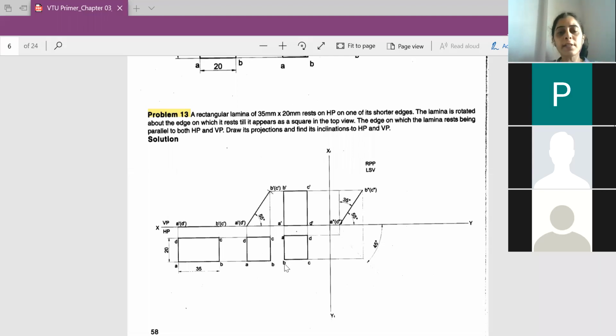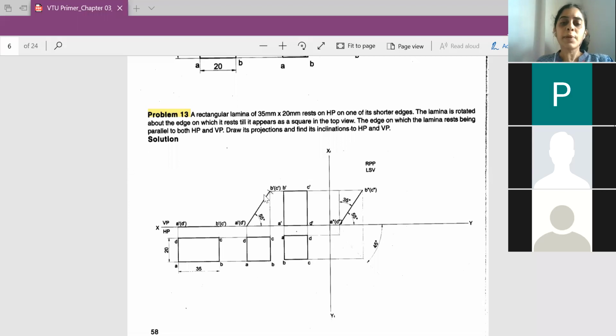After this, take the projection above. Projection from AB, projection from DC. Also extend projection of B dash and C dash, projection of A dash and D dash. Then you read the locus. Locus of A is meeting A dash at this point. So this is A dash. Locus of D is meeting D dash at this point. So this is our D dash.